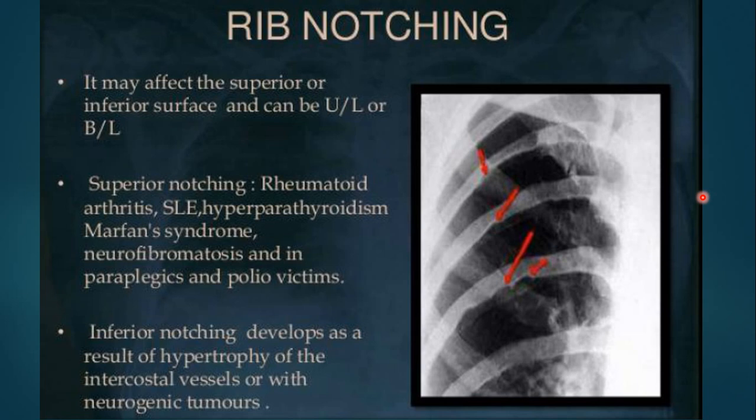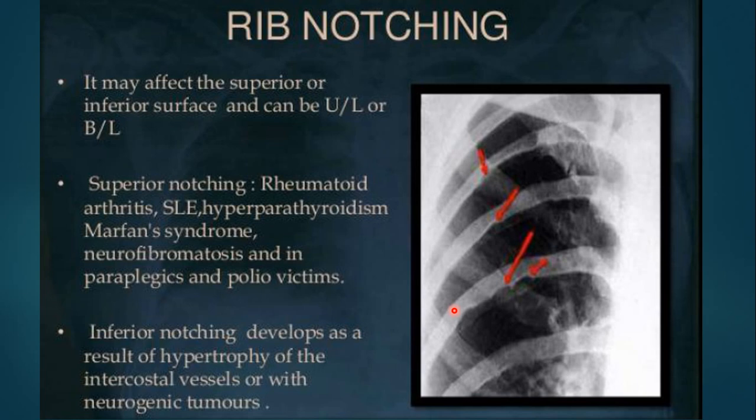Regarding rib notching, the ribs normally don't have any notches at their inferior or superior borders. They are smooth. If you see rib notching, just like here and here and here, then we have a differential diagnosis for that. First of all, it might affect the superior border or the inferior border of the rib, and each one has its own differential diagnosis. We have to memorize that, and you have to know what's the differential diagnosis for upper border rib notching and lower border rib notching. Also, it can be unilateral or bilateral.